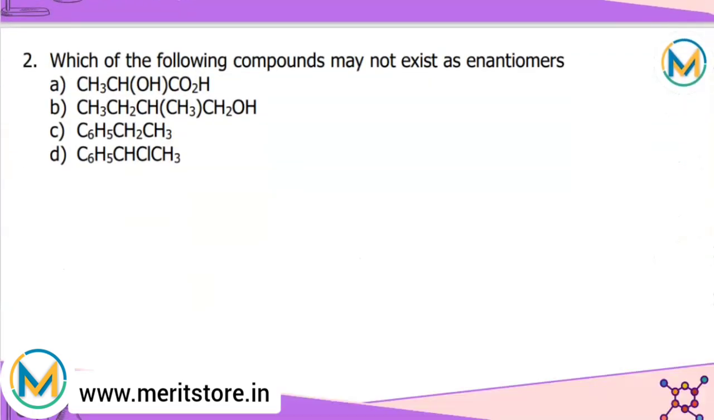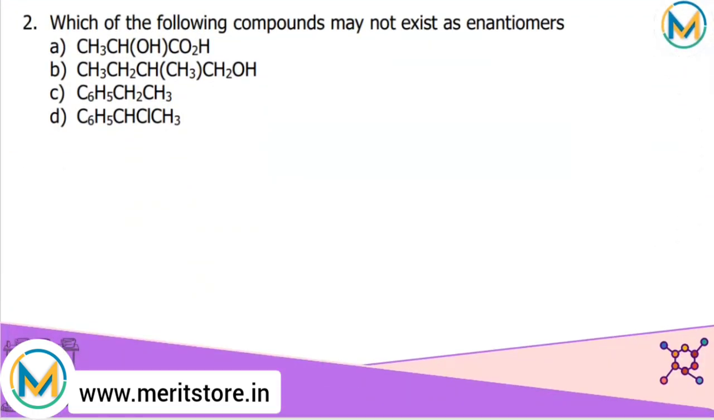Looking towards the next question. Which of the following compounds may not exist as enantiomers? So enantiomers are a pair of molecules which are non-superimposable mirror images of each other. And a very necessary condition for enantiomers is a chiral carbon. A chiral carbon is a carbon where all 4 valencies are satisfied with different atoms or different groups.